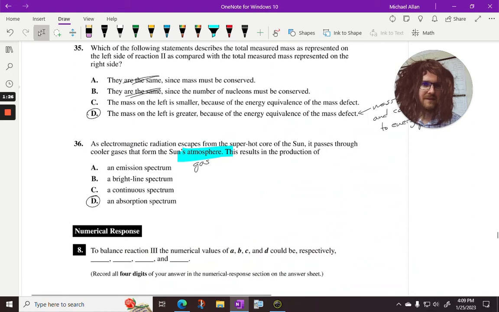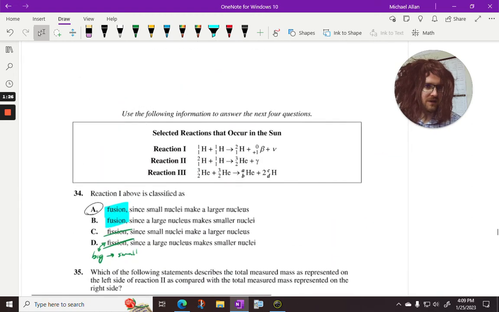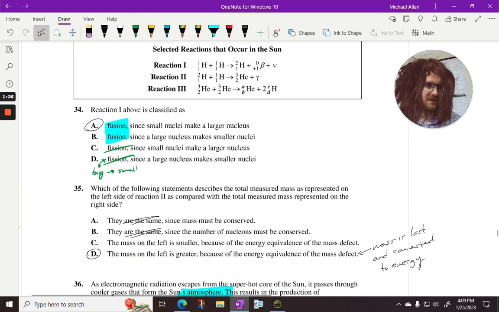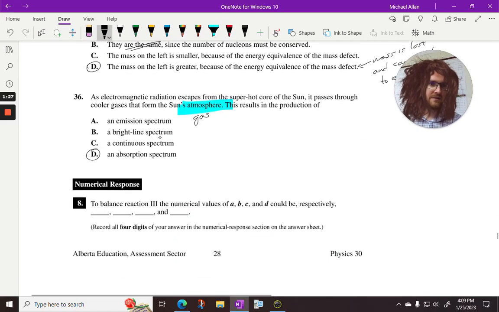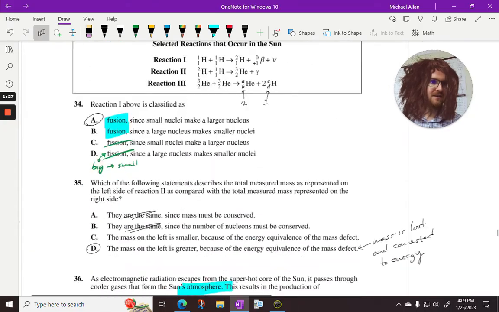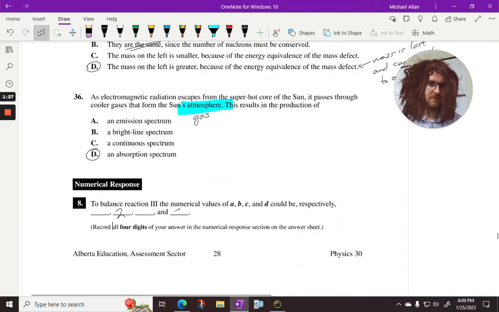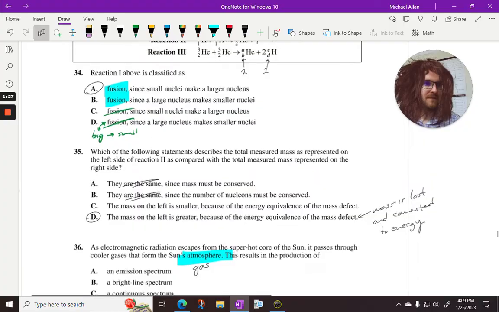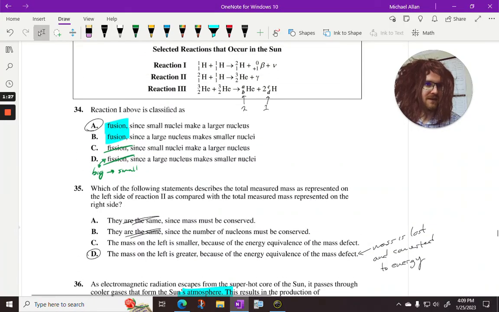All right. To balance number 3, what do we need? To balance this equation, we just have to make sure the numbers on the top and the bottom match up. So the bottom here, B has got to be 2 for sure because it's helium. So this has got to be 2 and this has got to be 1. That's just the definition of helium and hydrogen. So I know B is 2 and hydrogen is 1. Then we just have to figure out what the other parts are.